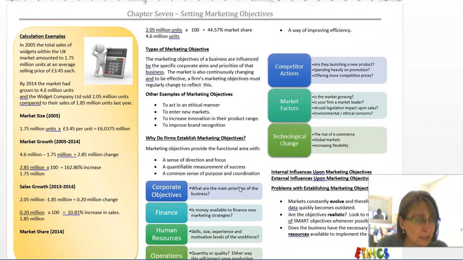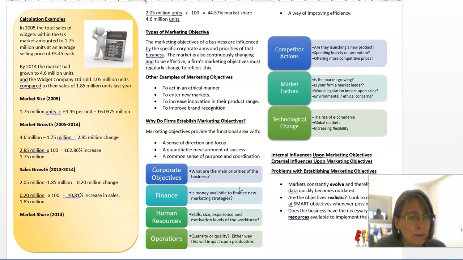So when we set our objectives, we may, as I say, be using an objective which is statistical or quantitative, or, as these examples here suggest, they may be softer objectives, things like ethical working, branching into new markets, increasing innovation.